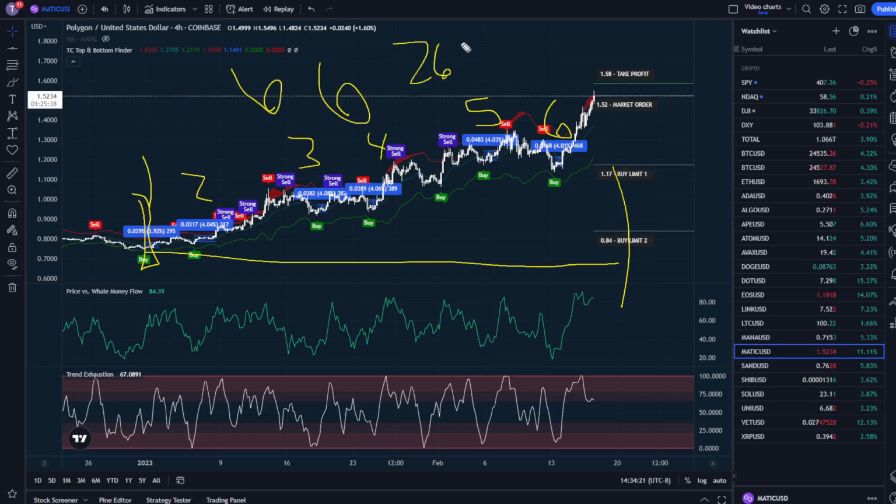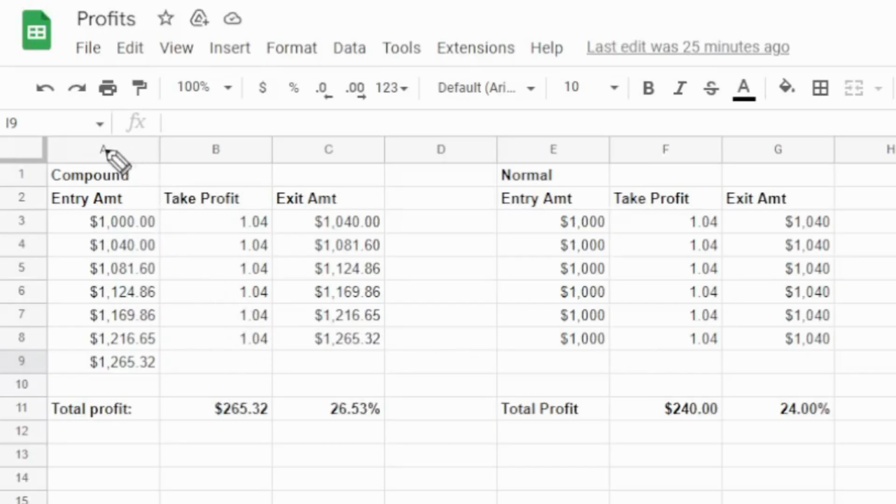Let me show you how that 26% profit came about. Remember the compound trading strategy that I talked to you about where you reinvest the profits every time?